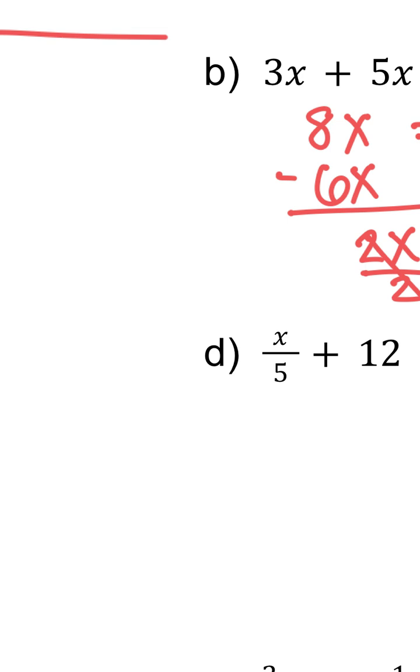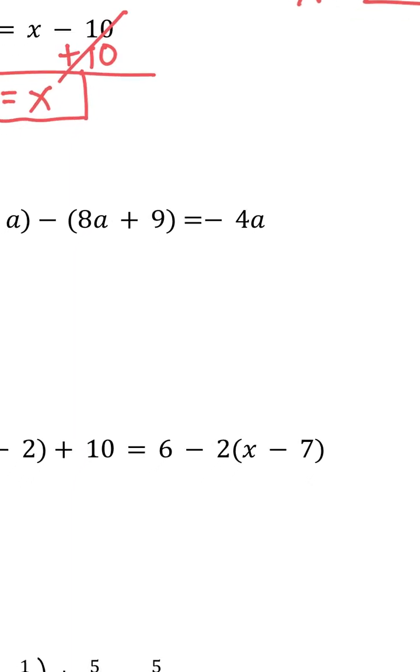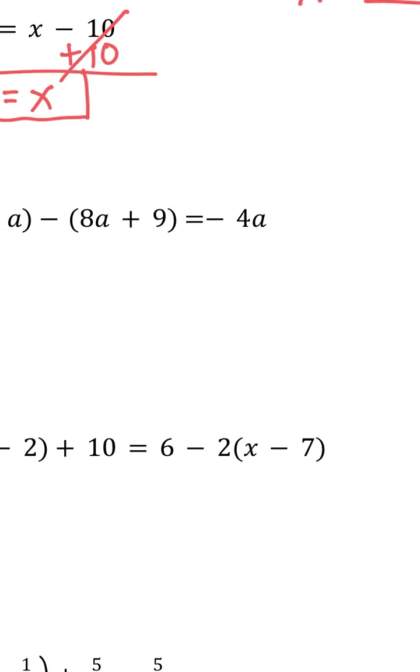All right, so we have x equals negative 10, so now we know we are done, because negative 20 divided by 2 is negative 10. All right, let's go ahead and do C. Now we're back with parentheses.